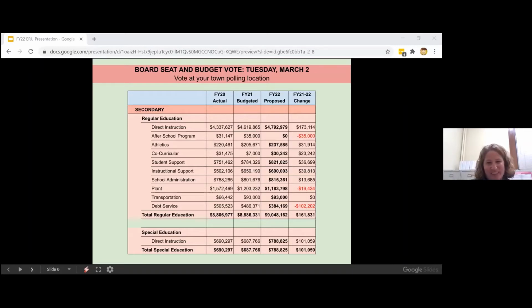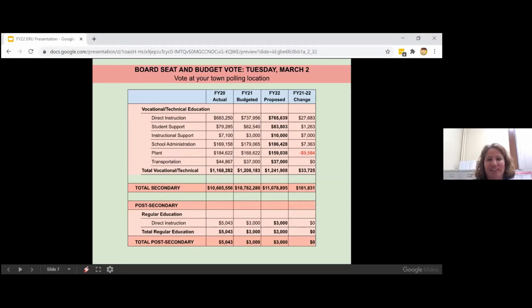Okay, let's take a look at the next slide, and this is Cold Hollow. And you can see there's really not a whole lot of movement here. Again, there's that decrease in the plant. Anything I'm forgetting here? I mean, there's not a huge amount of movement on this budget. No real programmatic changes there. Yeah. So plant is the one outlier, I guess.